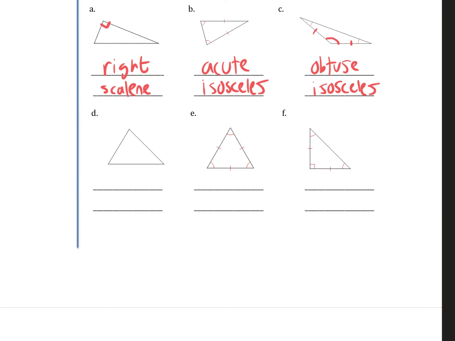All right, how about D? Any right or obtuse angles? No, so it's going to be an acute. And are any sides congruent or no? It's not, so it's going to be an acute scalene triangle.